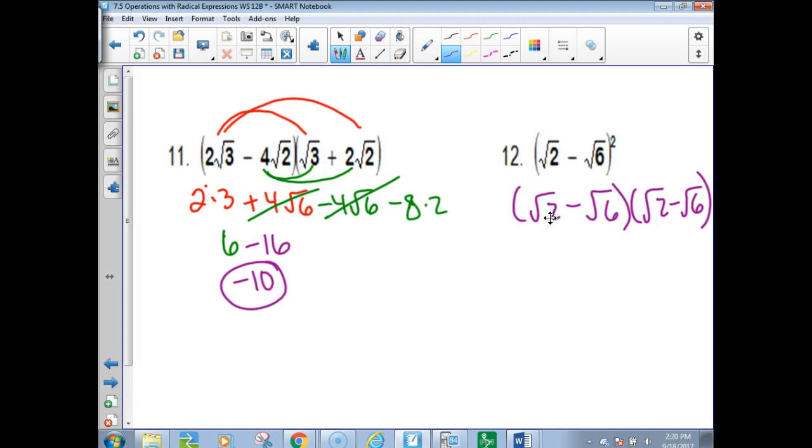Square root of 2 times square root of 2. Then you can do this times this and double it. And then you can do this times this. That's the shortcut. If you don't know what I'm talking about, if I was squaring x plus 1, here's a shortcut: x times x, x times 1, 1x, double it, plus 2x, plus 1 times 1. That's a shortcut.